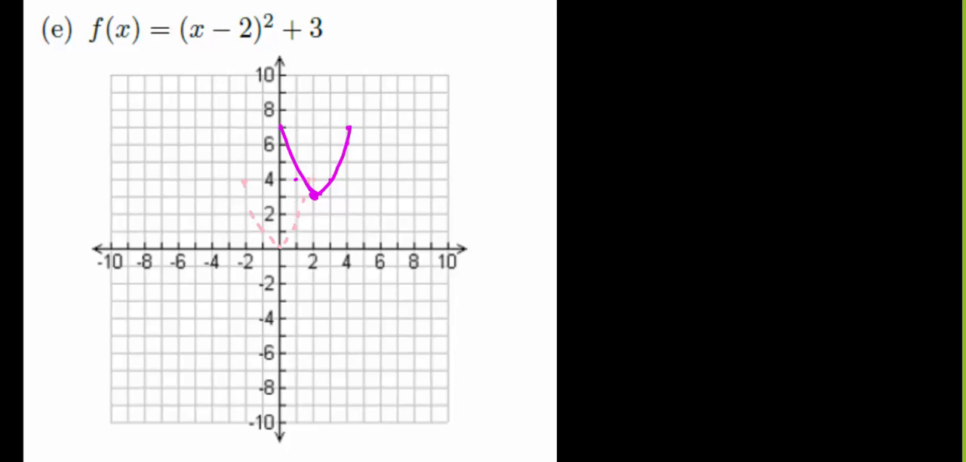Something like that. Okay, just some rough sketching. The idea is, what do these transformations do? And I don't want to get too bogged down in plotting exact points or anything like that. We're just trying to figure out, well, what do these transformations do?